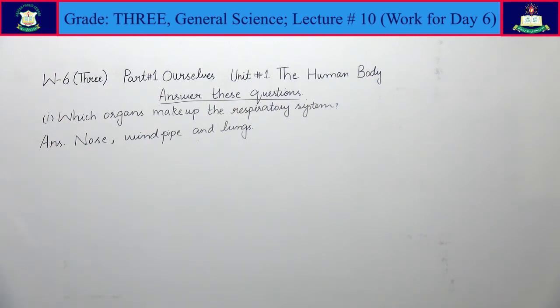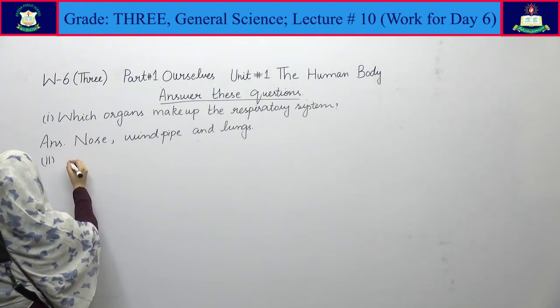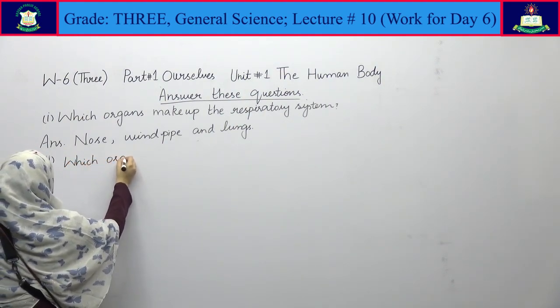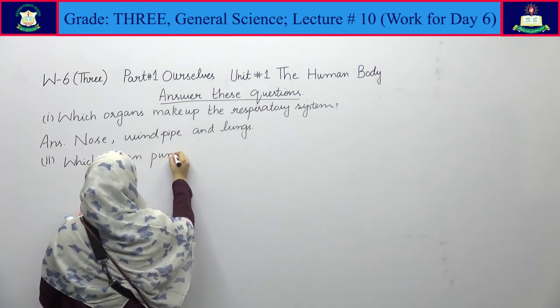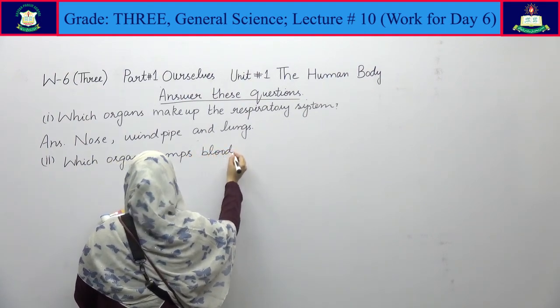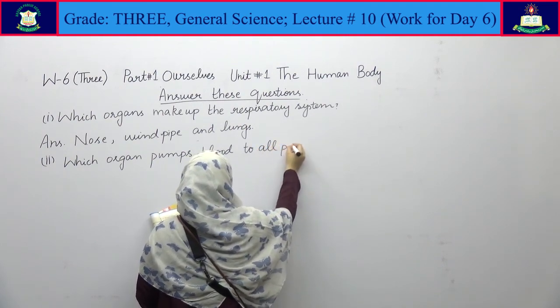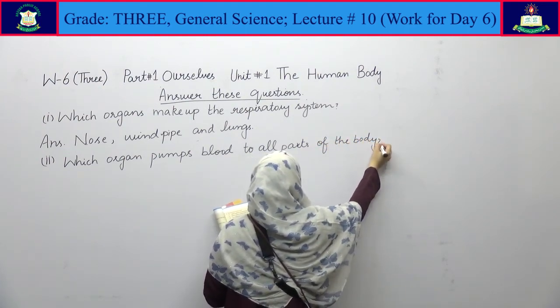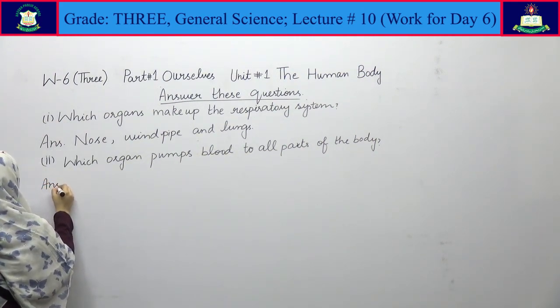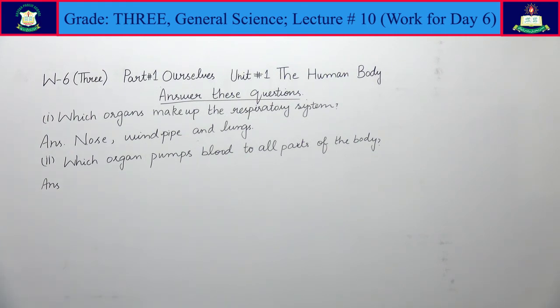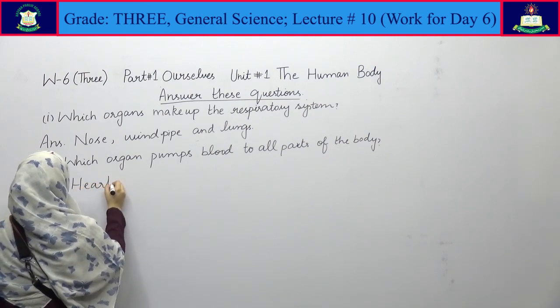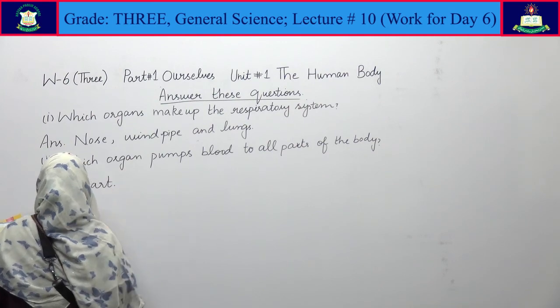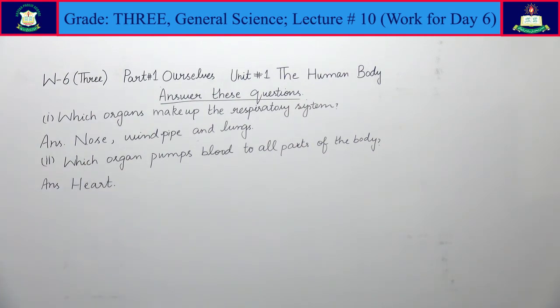Second question is, which organ pumps blood to all parts of the body? So students, which organ? Answer is heart. What is the answer? The answer is heart. Heart is the organ which pumps blood to all parts of the body. Clear? Question number 3.